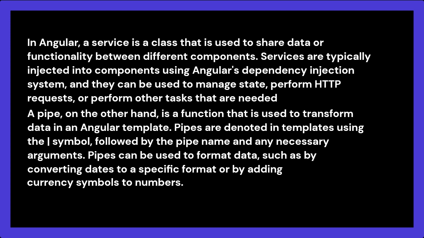A pipe, on the other hand, is a function that is used to transform data in an Angular template. Pipes are denoted in templates using the vertical bar symbol, followed by the pipe name and any necessary arguments. Pipes can be used to format data, such as by converting dates to a specific format or by adding currency symbols to numbers.